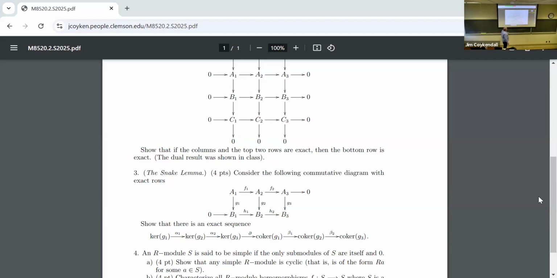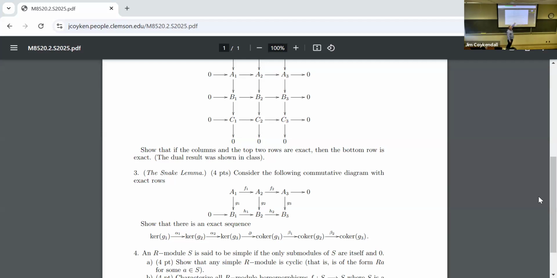Show that you have an exact sequence from the kernel of G1, kernel of G2, kernel of G3, and then the cokernel of G1, cokernel of G2, cokernel of G3. Now let me recall for you, the kernel of G1 is just everything that goes to 0, kernel of G2, and so forth. Anybody remember what the cokernel is? The cokernel of G1 is B1 modulo the image of G1. And this is B2 modulo the image of G2. So these are all functions.